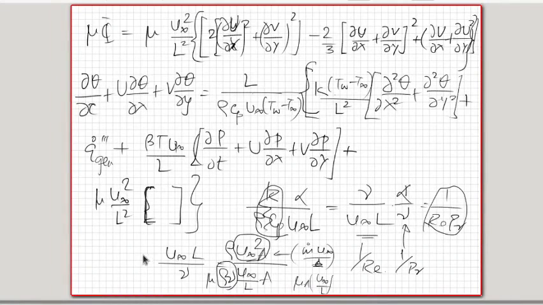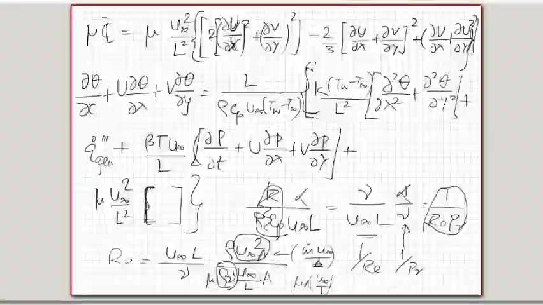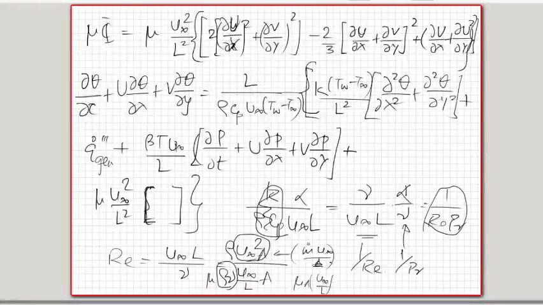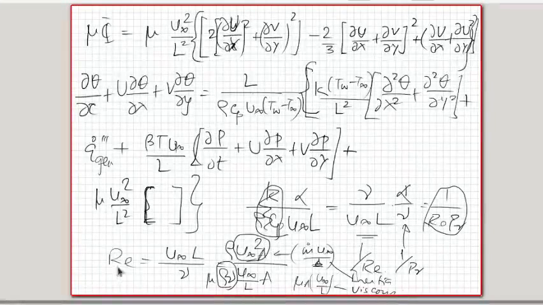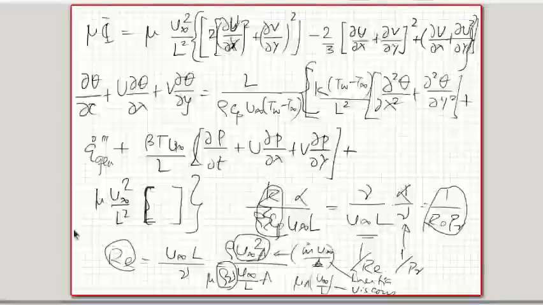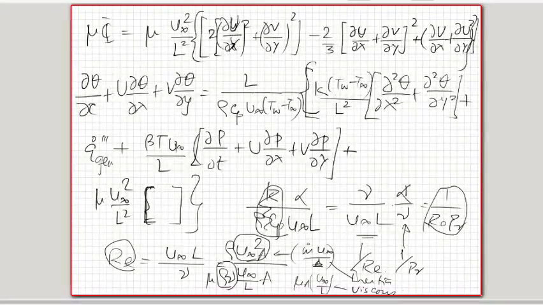So you get this Reynolds number as the ratio of the inertia forces divided by the viscous forces. So this Reynolds number basically stands for the ratio of the inertia to viscous forces. When the Reynolds number is large, the inertia forces dominate over the viscous forces. Otherwise, the viscous forces dominate over the inertia forces.